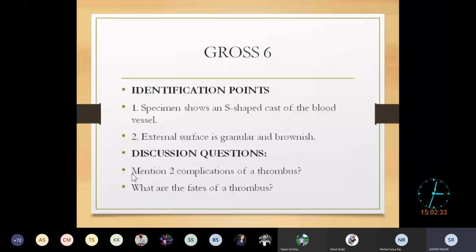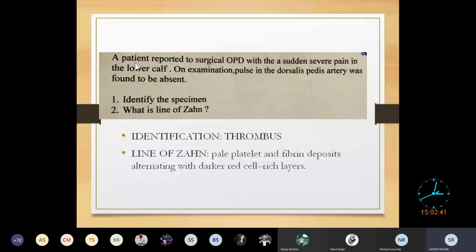A question will be: a patient reported to the surgical OPD with a sudden severe pain in the lower calf muscle. On examination, the pulse in the dorsalis pedis artery was found to be absent. This is due to the thrombus. The blood is not reaching the dorsalis pedis artery and there is no pulse. Identify the specimen and what is line of Zahn. You have to write the identification is the thrombus, and what is the line of Zahn.